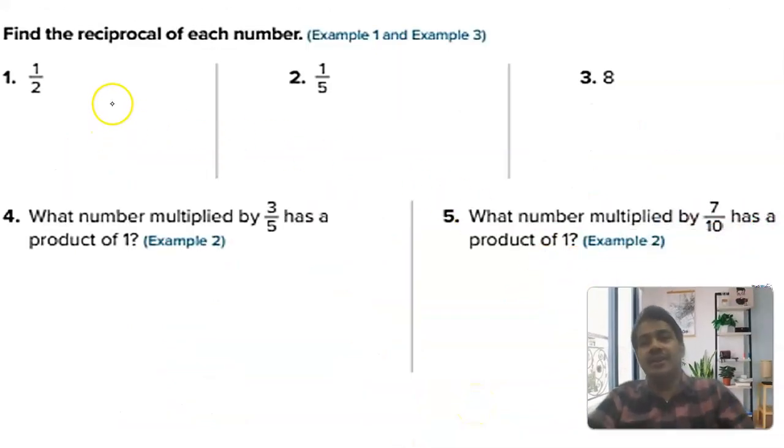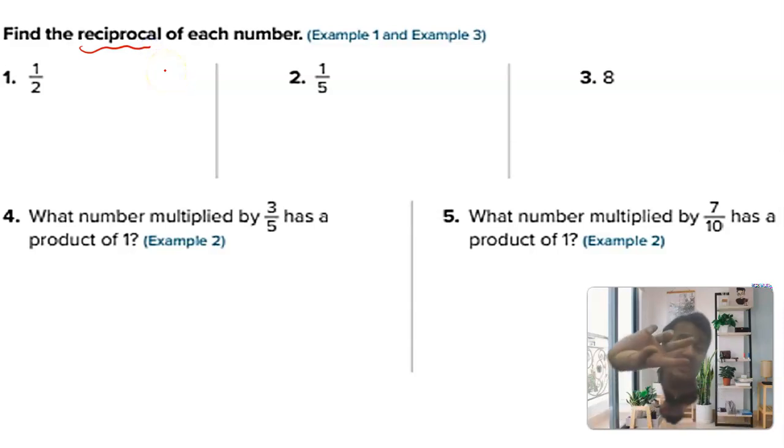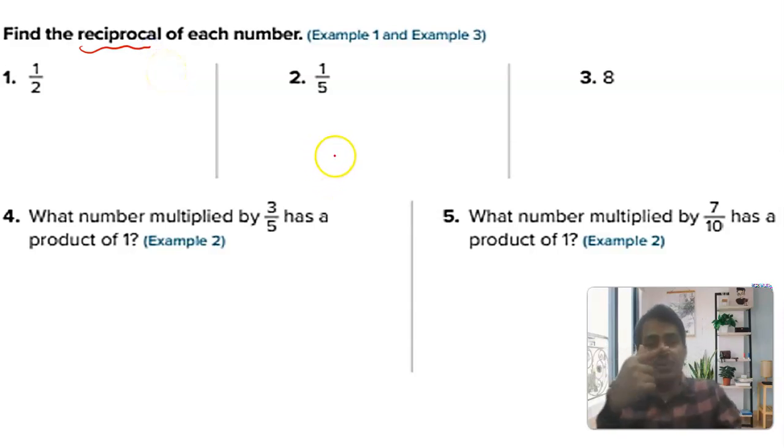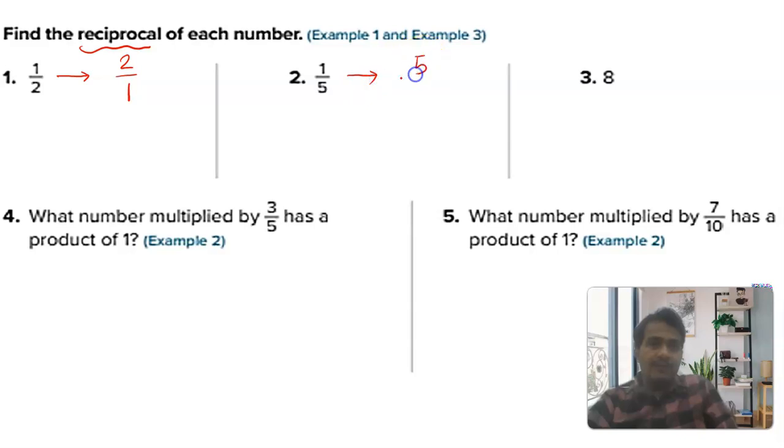Wow, these are very easy peasy questions. Reciprocal of a number is very easy. You just need to invert the number. Invert it, flip it. So the reciprocal of this number is 2 by 1. The reciprocal of this is 5 by 1, or you just write 5. The reciprocal of 8 is 1 by 8.